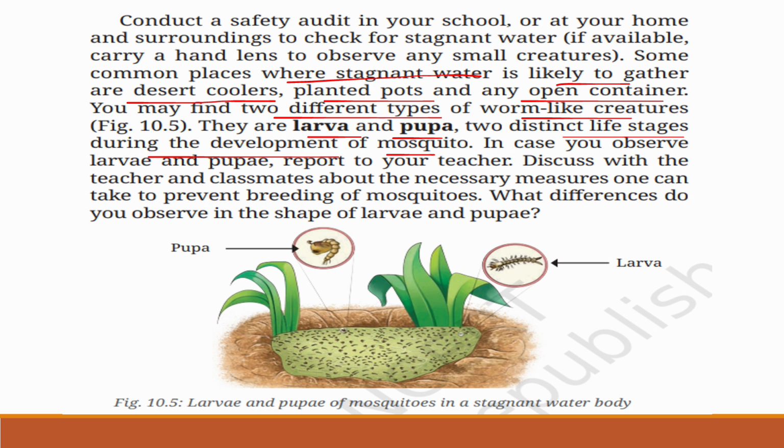In case you observe larvae and pupae, report to your teacher. Discuss with the teacher and classmates about the necessary measures one can take to prevent breeding of mosquitoes. What differences do you observe in the shape of larvae and pupae? See this picture. Larvae and pupae of mosquitoes in a stagnant water body. See, this is pupa. This is larva.